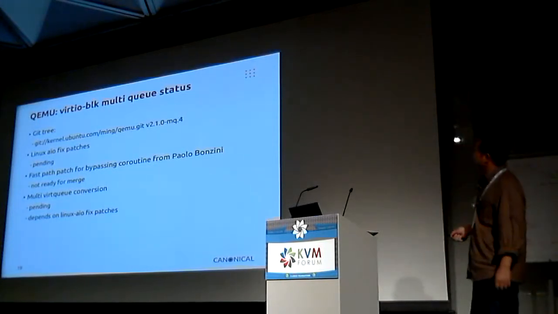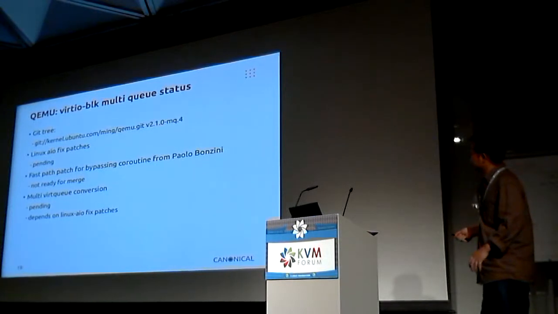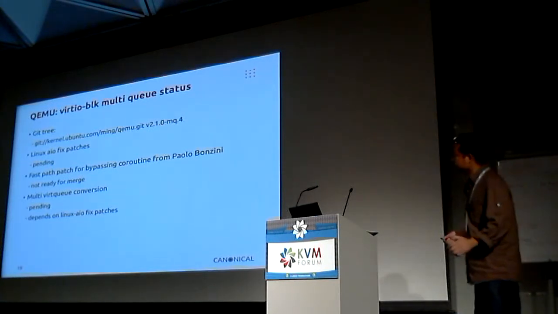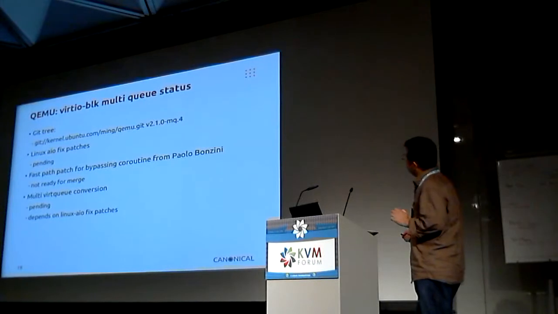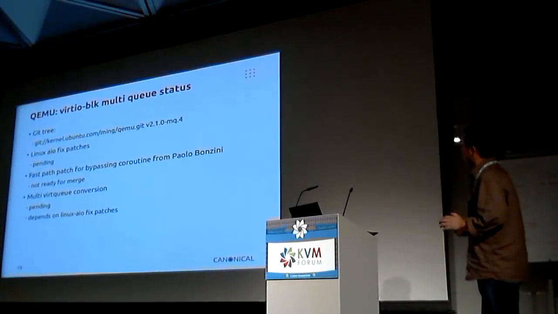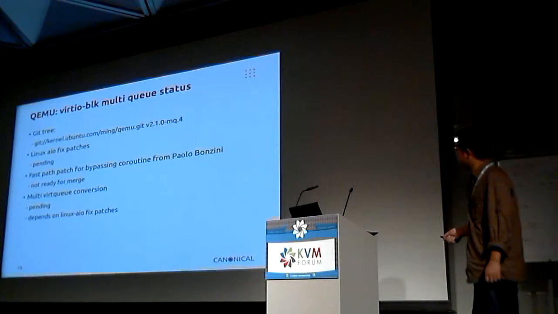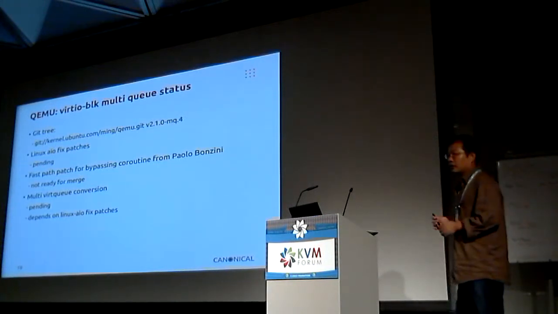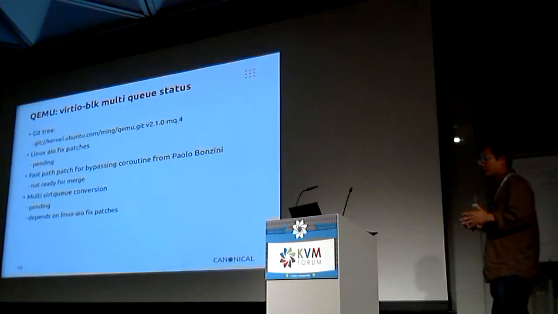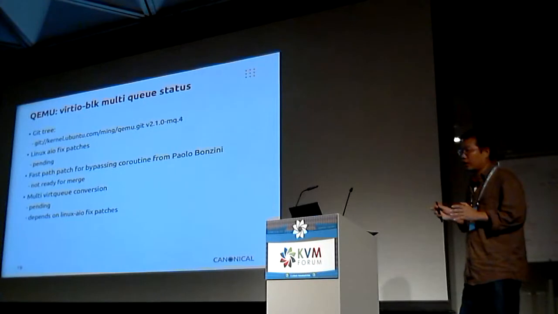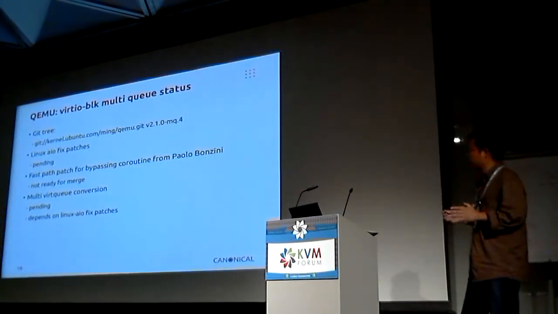This is the current status. All these patches are in this git tree: the linux-aio fix patches, the bypass coroutine patches, and the multi-virtqueue support patches on virtio-blk. The AIO fix patch is needed because it has to handle the EAGAIN cases. If there are requests from more than one queue, the original AIO events aren't enough, so we have to handle the again case.